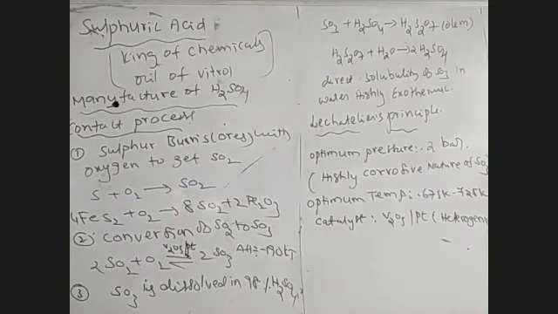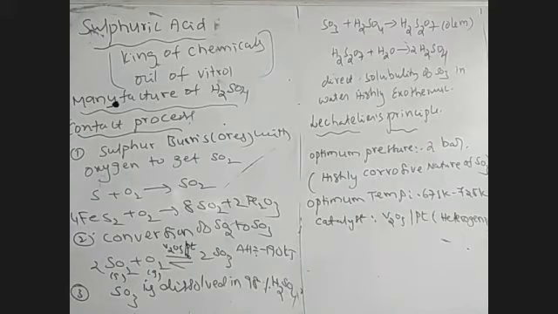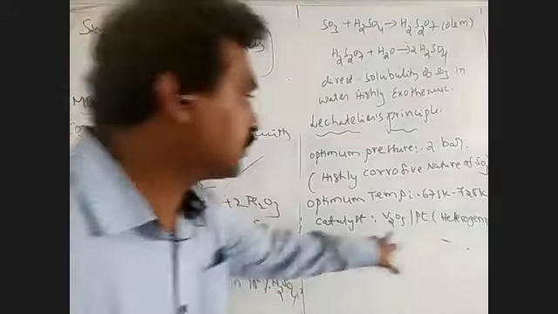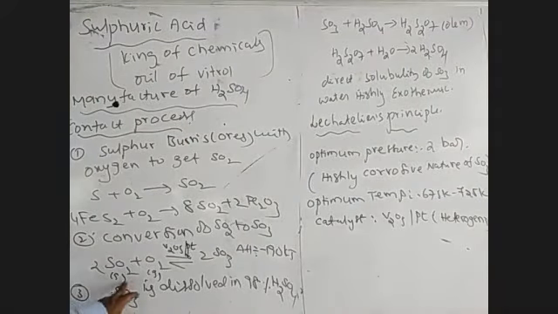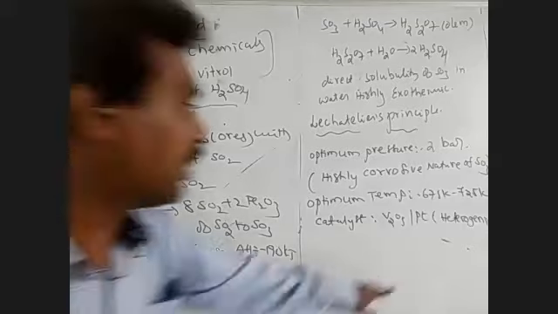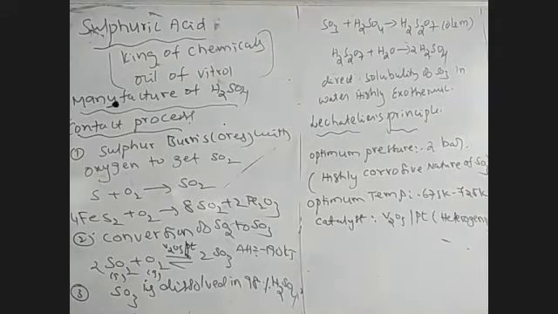Heterogeneous catalysis means the reactant and catalyst are present in different physical states. Here SO2 and O2 act as reactants, and these are present in gaseous state. Vanadium pentoxide and platinum are present in solid state. The reactant and catalyst are in different physical states, therefore this type of catalysis is called heterogeneous catalysis. If the reactant and catalyst are present in the same physical state, that is called homogeneous catalysis. The formation of SO3 by the Contact process is a heterogeneous catalysis.